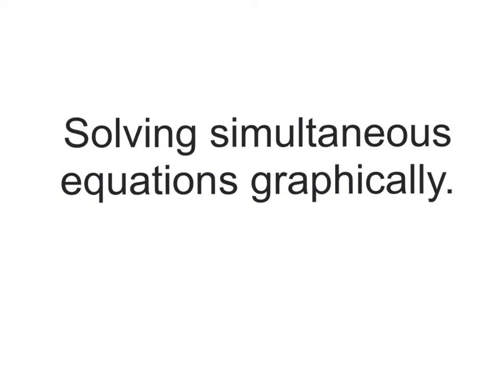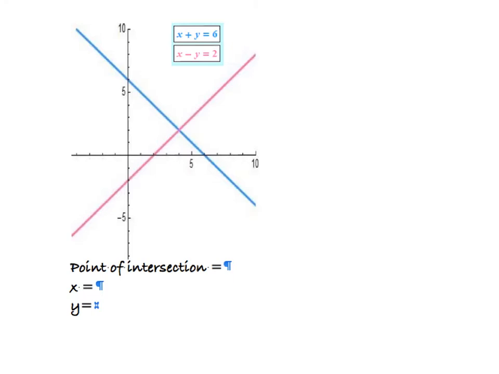Now we're going to do how to solve simultaneous equations graphically. To solve simultaneous equations graphically, we first have to have two equations represented on the graph. As you can see, the blue line represents x plus y equals 6, and the line has already been drawn for you. And the pink line represents x minus y equals 2, and that line has been drawn. To solve it graphically, you just need to know where the two lines meet.